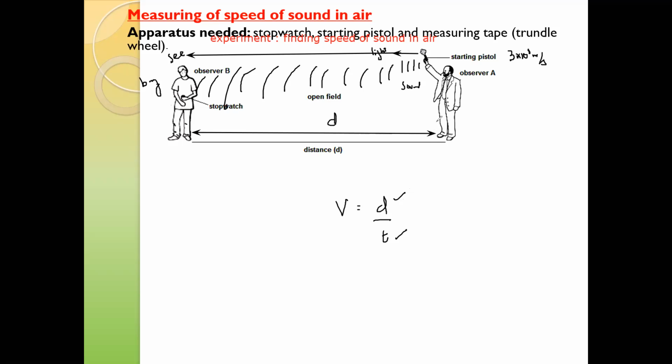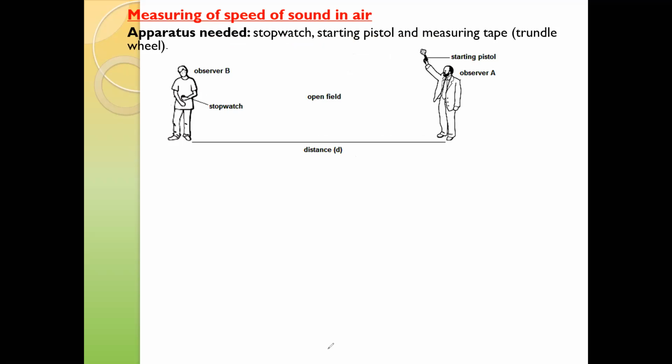When the person at position A fires the shell, both light and sound are produced. When the person at position B sees the flash, he will start the timer. When he hears the bang, he will stop the timer. So that is the approximate time taken by the sound to travel from position A to position B. We have the time, we measure the distance with a measuring tape, and distance divided by time gives us the speed. Is this experiment to find the speed of sound clear?